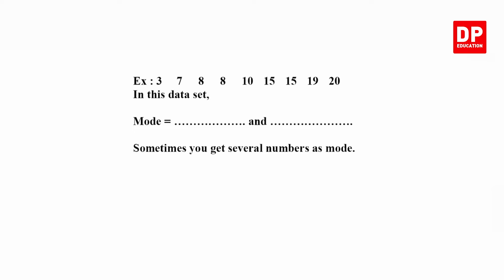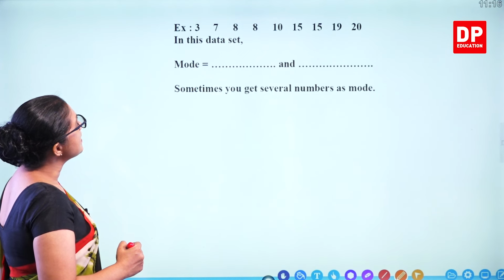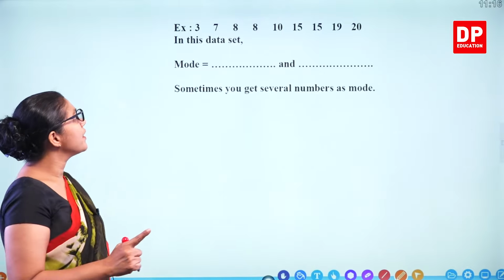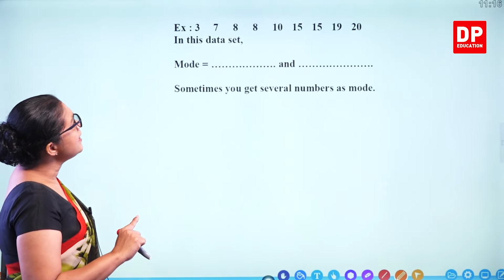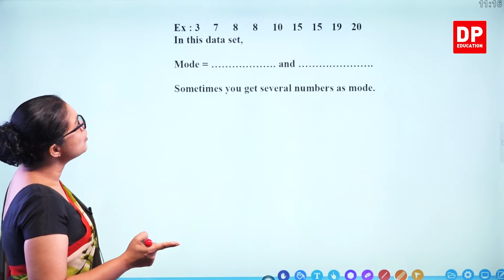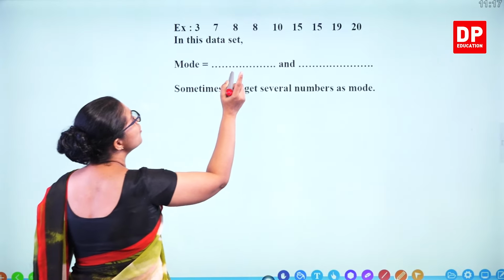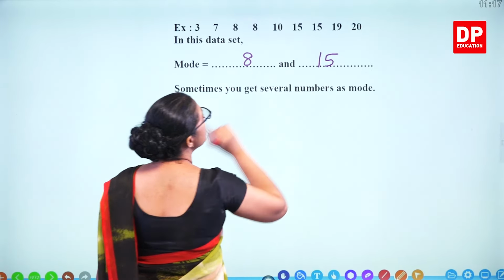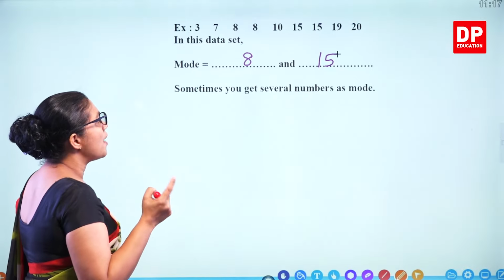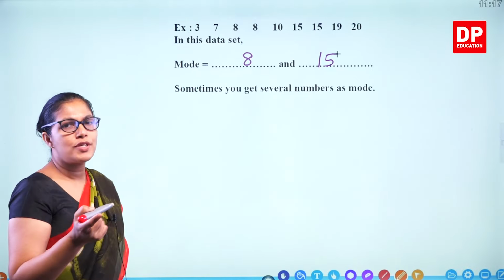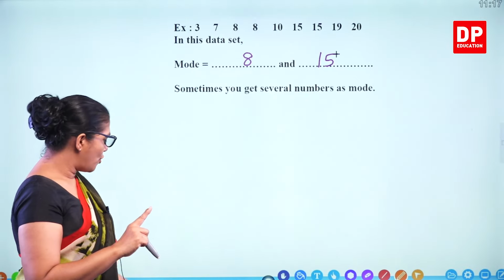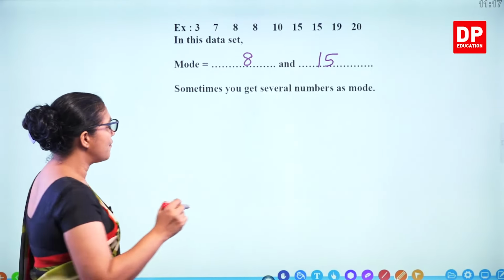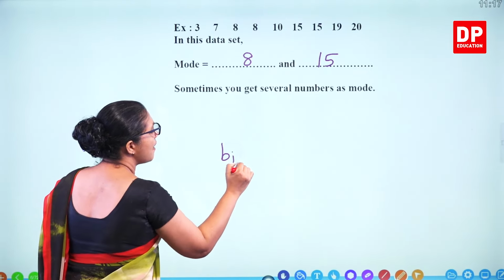Look at this example. In this data set, what's the mode? This is in increasing order. So 8 twice and 15 twice. So you get two mode values, 8 and 15. Sometimes you get several numbers as mode. Since there are two mode values, that's bimodal. So what's the word? Bimodal.